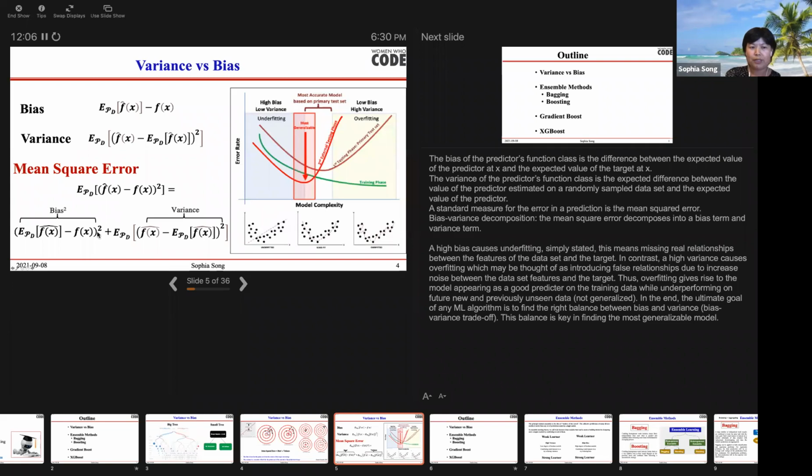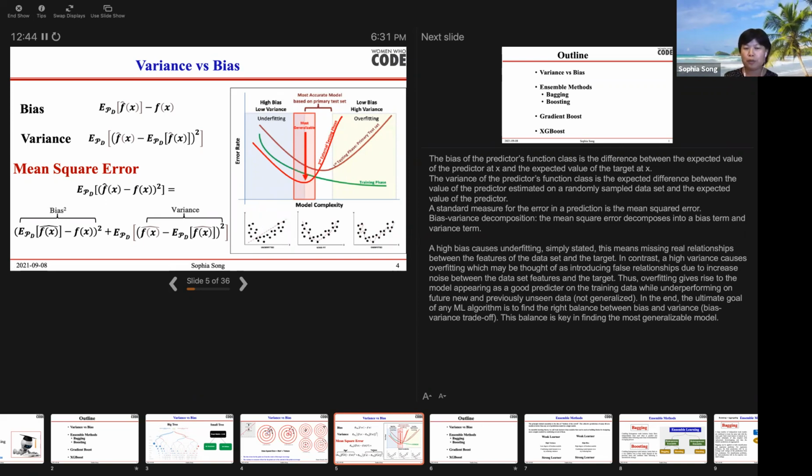The mean square error is the square of the bias plus the variance. That's the mean square error, which measures how well your model performs. Because the mean square error includes these two components, there is a trade-off between the bias and the variance. Here is a plot to show the relationship between the model complexity, the bias and the variance.